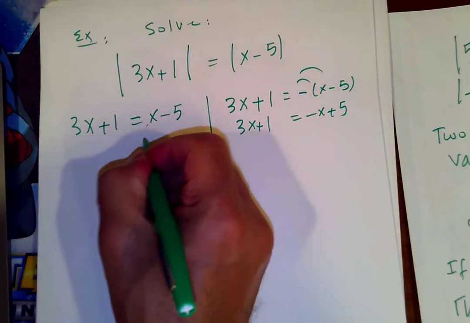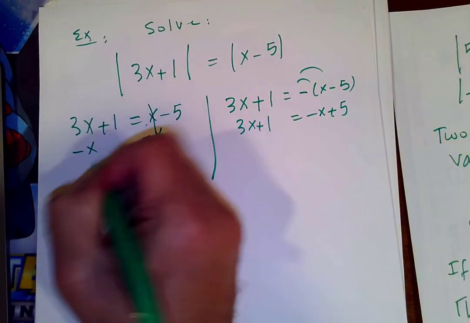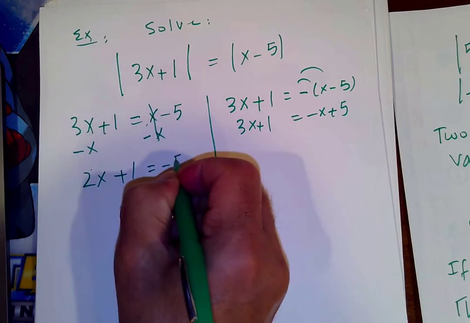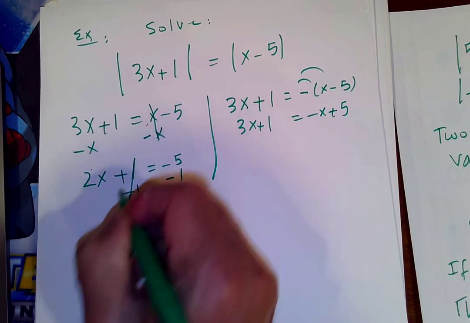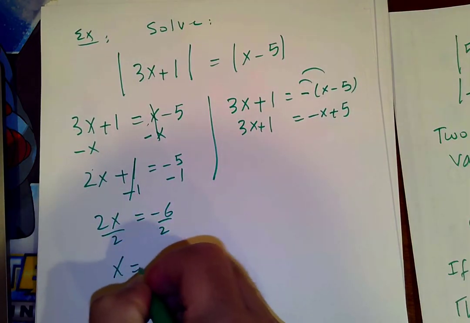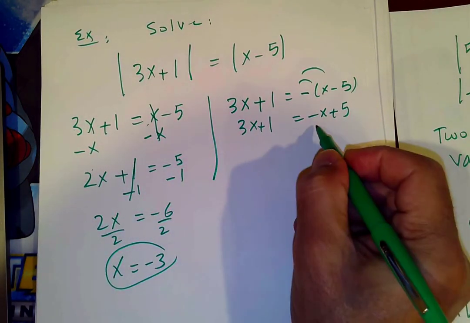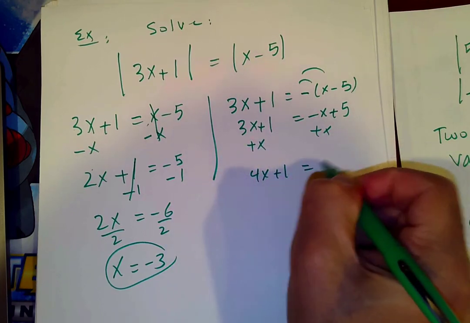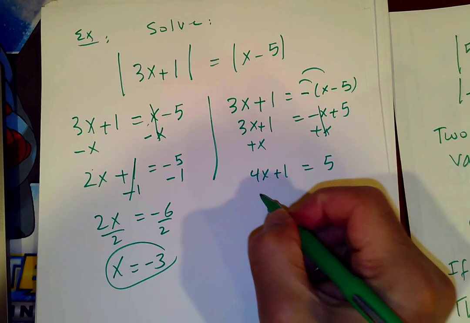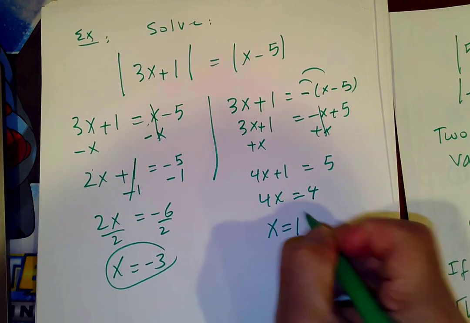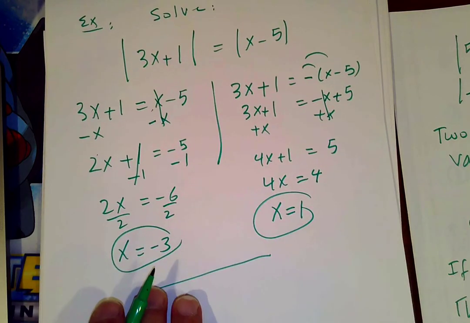So let's solve the first equation first. 3x minus x is 2x. Drop the 1, move the 1 over. 2x is -6. Divide by 2, x is -3. Now the second equation: add the x. 4x plus 1 equals 5. Move the 1 over. That gives me a 4. Divide by 4. We get two solutions.